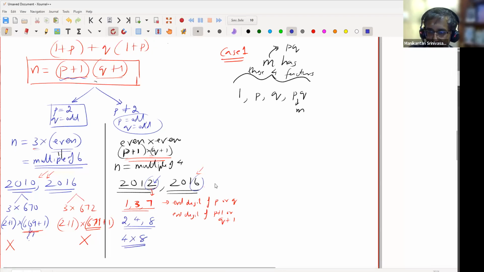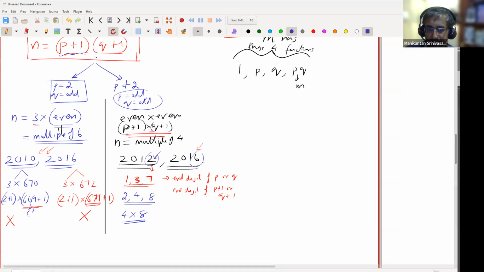A number ending in 4 multiplied by a number ending in 8 will give me 2012. So let's see whether that works. The first one I can try is P plus 1 as 3 plus 1, which is 4. So 4 times what number will give this?